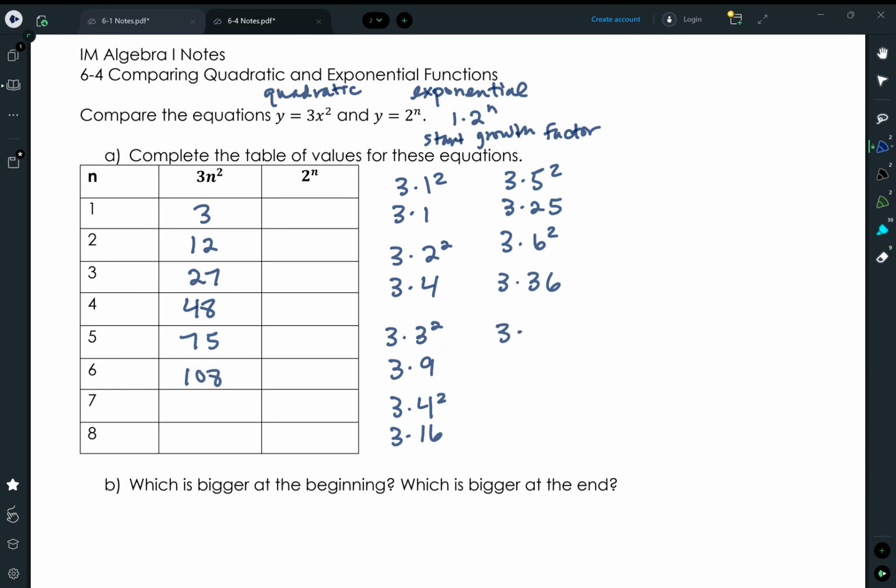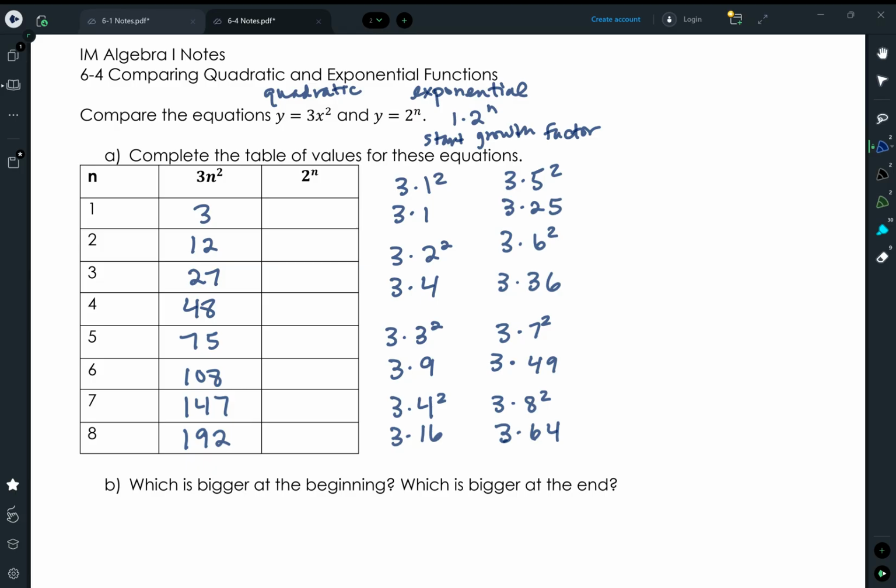3 times 7 squared is 3 times 49, and that's 147. And last is 3 times 8 squared. That's 3 times 64. And let's see, 60 is 180, and 12, 192. All right, we filled out our 3n squared column.